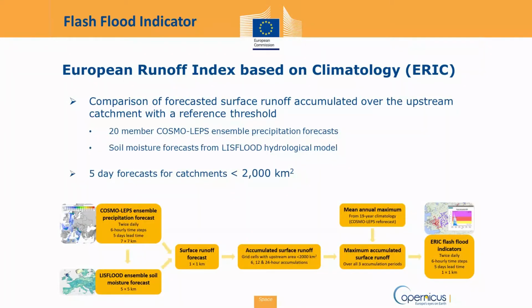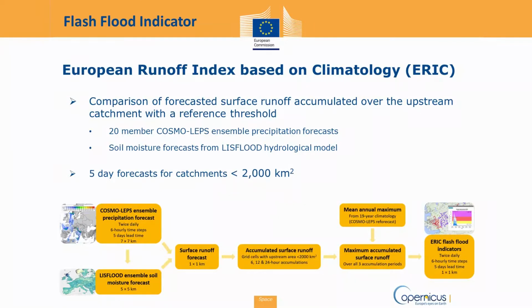So a brief background, however, is that the ERIC indicator is a comparison of forecasted surface runoff, which is accumulated over the upstream area, with a reference threshold. So it's a combination of COSMO-LEPS precipitation forecasts from the 20-member meteorological model and soil moisture forecasts from the LISFLOOD hydrological model. And these two things are combined into the ERIC indicator. This is done for 5-day forecasts for catchments smaller than 2,000 square kilometers.